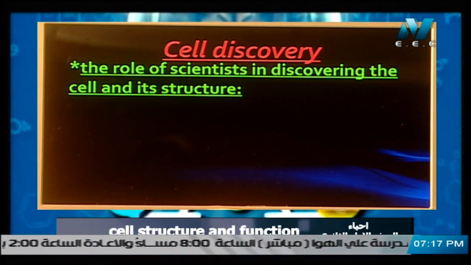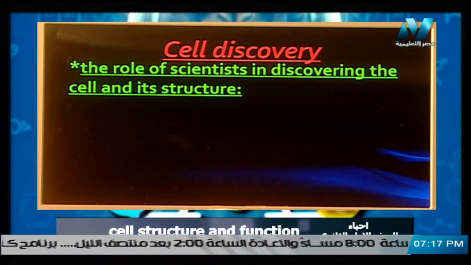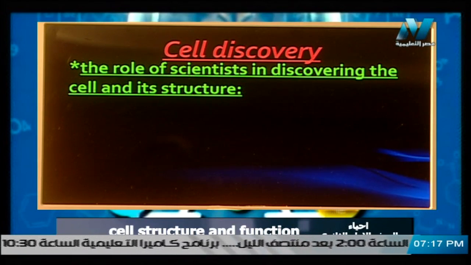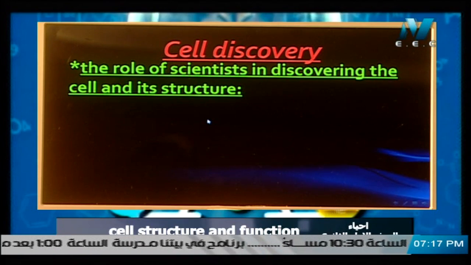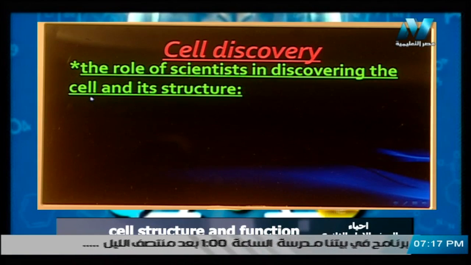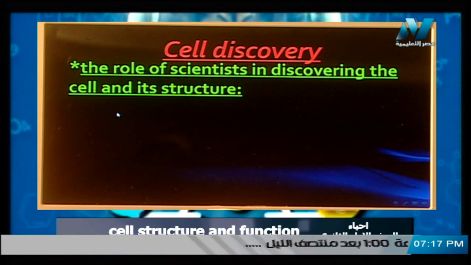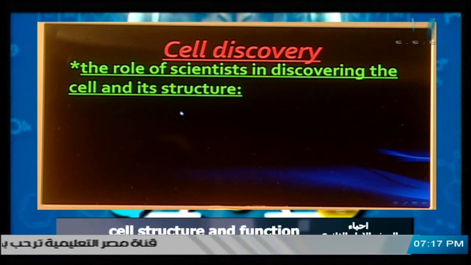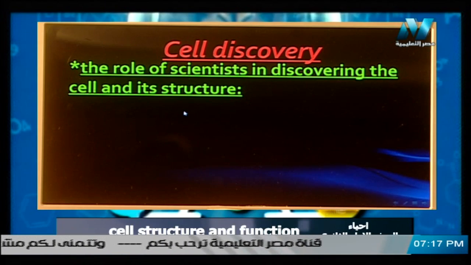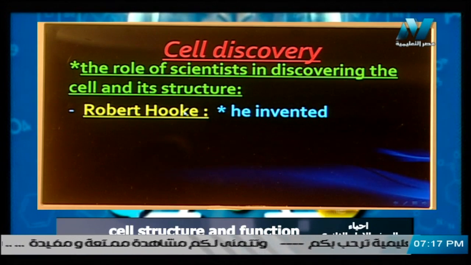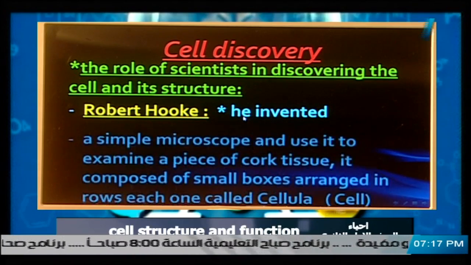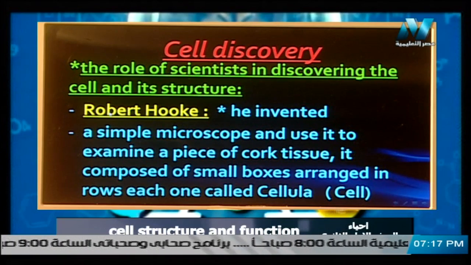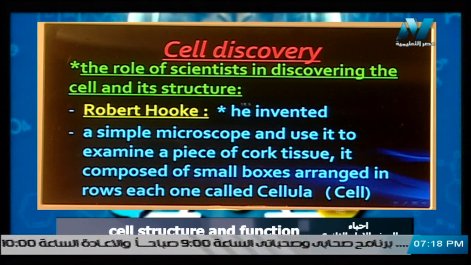طيب احنا في جزء هيستوري كده لازم نتكلم عنه، السيل ديسكفري. ازاي تم اكتشاف السيل؟ How the cell was discovered. طبعا انتوا هتتفاجئوا ان الساينتست اوف فيزيكس هم اللي ساعدوا البيولوجي ساينتست to discover the cell. ازاي حصل الكلام ده؟ The role of the scientist in discovering the cell and its structure. اول ساينتست معايا روبرت هوك، ده انجلش ساينتست. He invented a microscope يا ولادي. يعني طبعا ده عالم فيزيكس، كان شغال بيعمل ميكروسكوب.